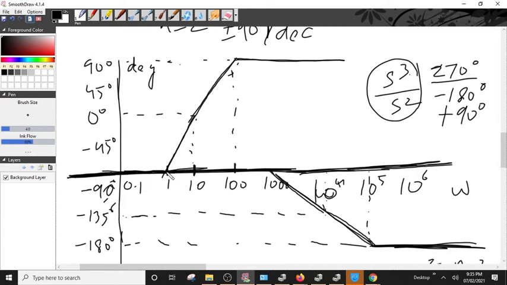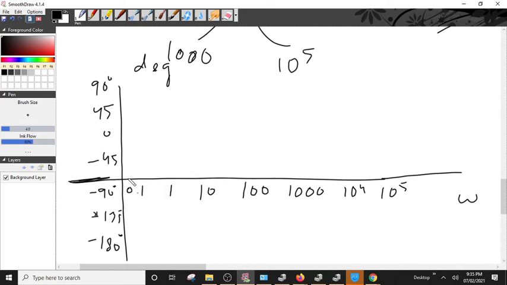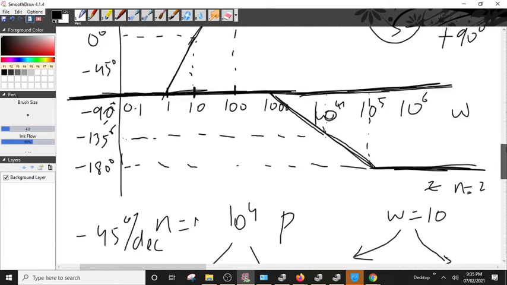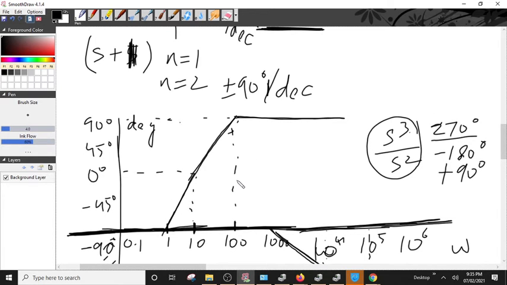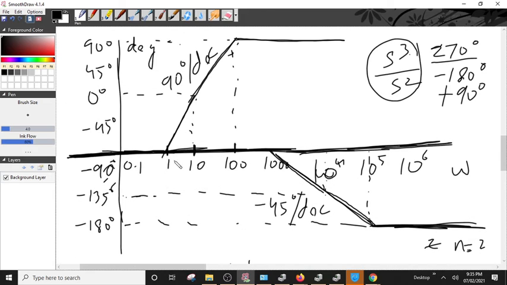So we have a single slope. Up till 1 we don't have any lines, so we should stay at 0 up till 1. After 1 we have 90 degree per decade. It was 90 degree per decade, it was minus 45 degree per decade. So at 1 a single line started up till 100, and there is no other line to add with this line, right? So it will be exactly the same.